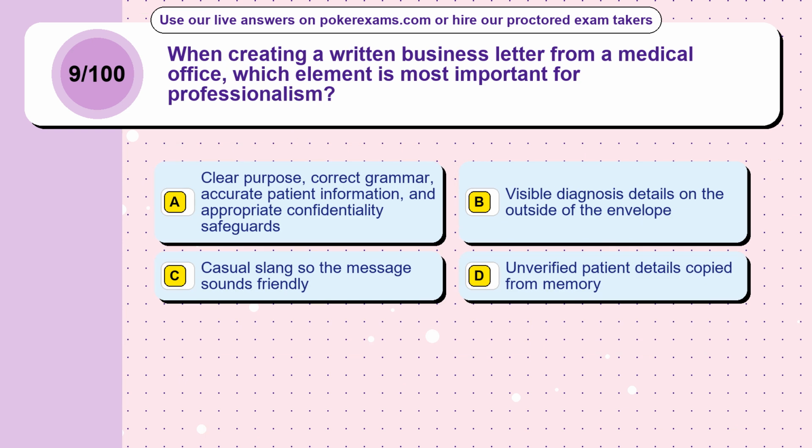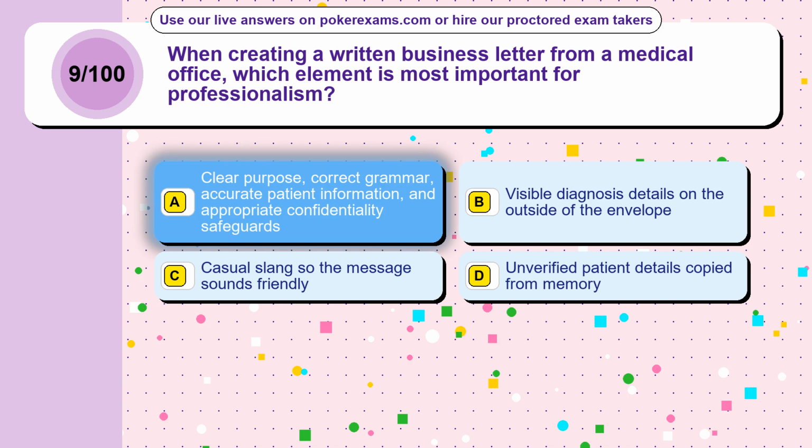Question 9. When creating a written business letter from a medical office, which element is most important for professionalism? Option A. Clear purpose, correct grammar, accurate patient information, and appropriate confidentiality safeguards. Option B. Visible diagnosis details on the outside of the envelope. Option C. Casual slang so the message sounds friendly. Option D. Unverified patient details copied from memory. The correct answer is option A.